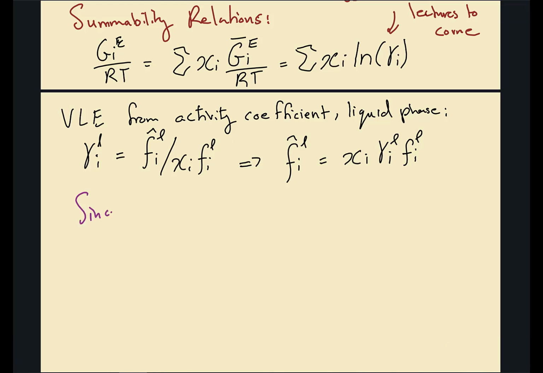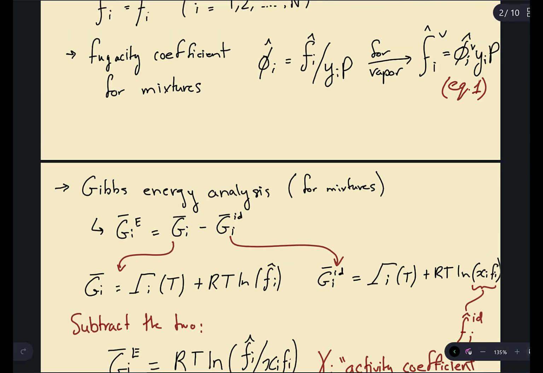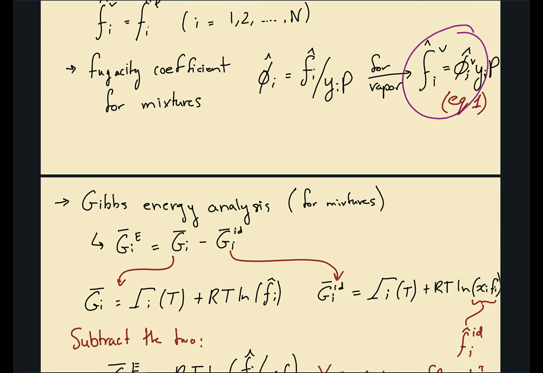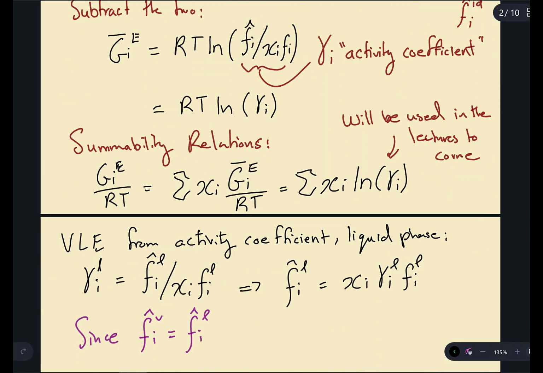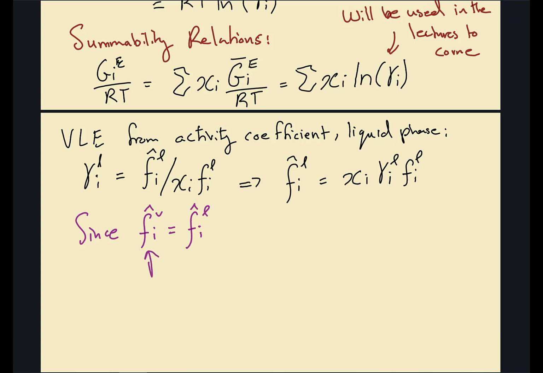And since we said before that the fugacity in the mixture at equilibrium in the vapor is equal to the fugacity in the liquid phase, and from equation 1, up here, we called this expression equation 1, that's for the fugacity in the mixture of the vapor phase. So we have the fugacity coefficient, the mole fraction in the gas phase, and the pressure. So we're going to equate those, plug that into this expression. What are we going to get?